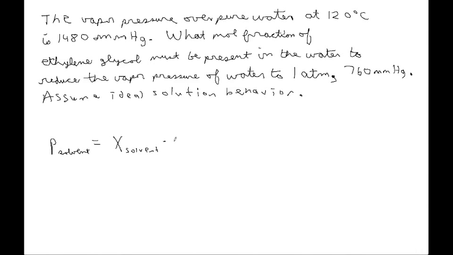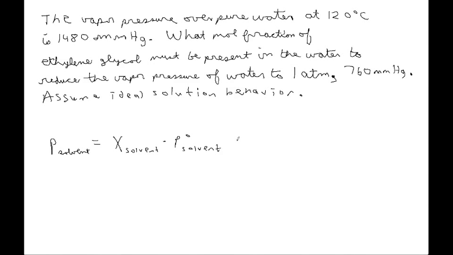And you know P naught of water is 23.8 millimeters of mercury. And P solvent at 120 degrees is 1480 millimeters of mercury. That is equal to X solvent. Then divide 1480 by 23.8.